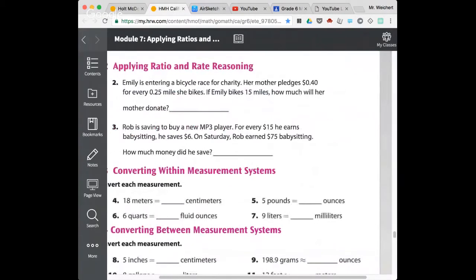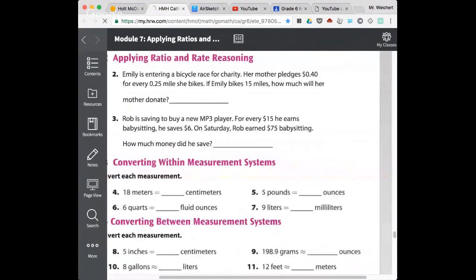Graphs. Somebody's saying graphs. All right. Let's do that. Let's look at graphs. I think that was in 7.1. Am I correct?